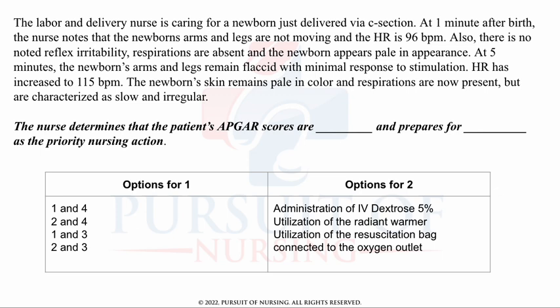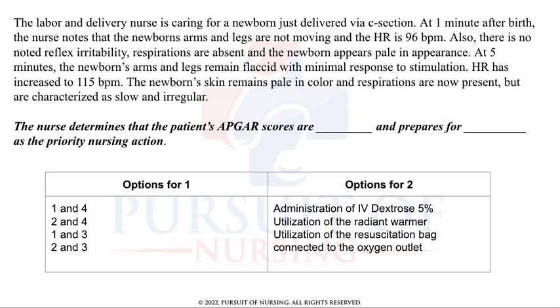All right, this is a drop-down style question. Testing knowledge of physiological integrity and your ability to compose an APGAR score based upon assessment findings, which is very important to be able to do. So the labor and delivery nurse is caring for a newborn just delivered via C-section. So your first APGAR score 1 minute after birth, the nurse notes that the newborn's arms and legs are not moving. The heart rate is 96. Also, there is no noted reflex irritability, and the respirations are absent, and the newborn appears pale in appearance.